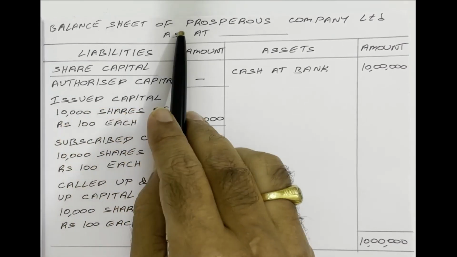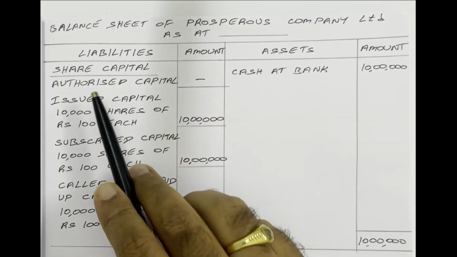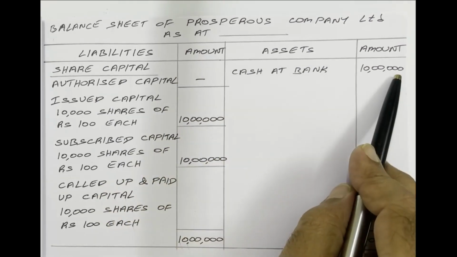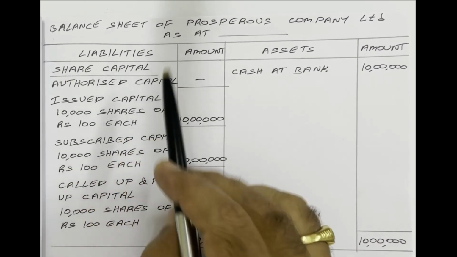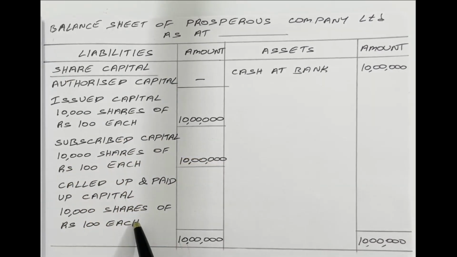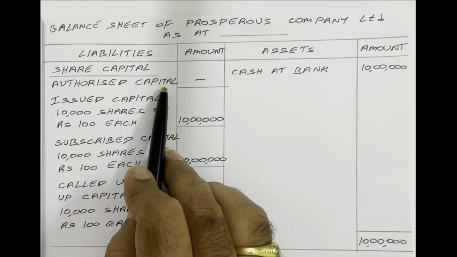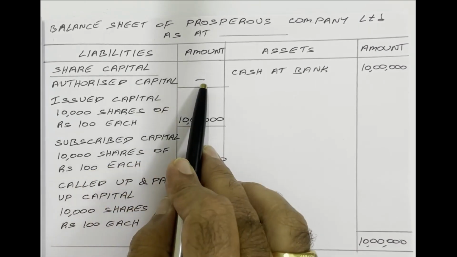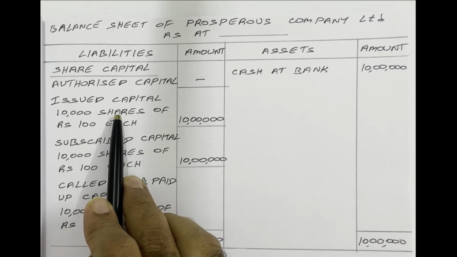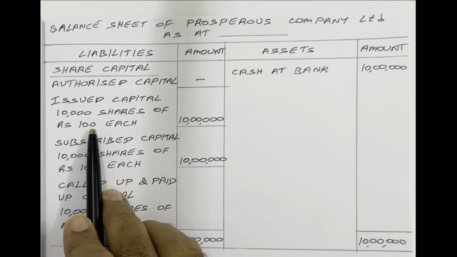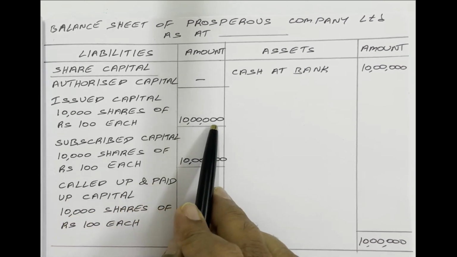Heading: balance sheet of Prosperous Company Limited as at dash. Liabilities, amount; assets, amount. On the liability side, under the share capital heading, we have to show different categories of capital. In the question, authorized capital is not given. Therefore, for authorized capital, nil. Issued capital: the company issued 10,000 shares of 100 rupees each. So 10,000 into 100 rupees, 10 lakh rupees.